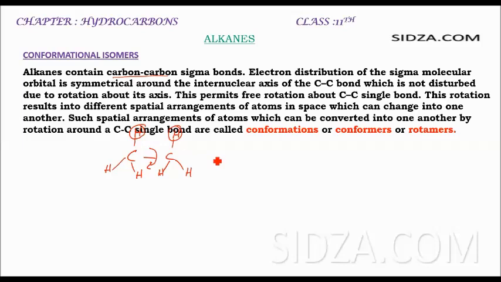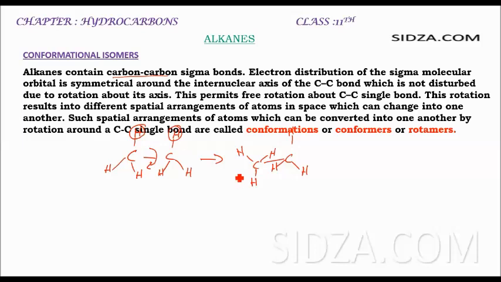So the arrangement of atoms around the carbon, the relative position of the atoms here, will be different. Suppose here in this position the hydrogen atoms are slightly closer, and if you rotate it, the 2 carbon atoms will look a little different. If you simply rotate it by around 60 degrees, you get a different conformation. This rotation around the carbon-carbon single bond gives different isomers, which we call conformational isomers.